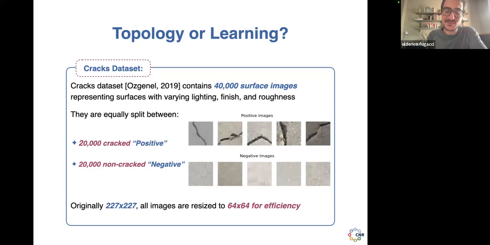64 by 64 pixels. As you can see, this is not true for all positive images, but positive images often present some black lines representing this cracking in the surface that split, not necessarily entirely, the surface of the wall, while this kind of lines are not present in negative images.